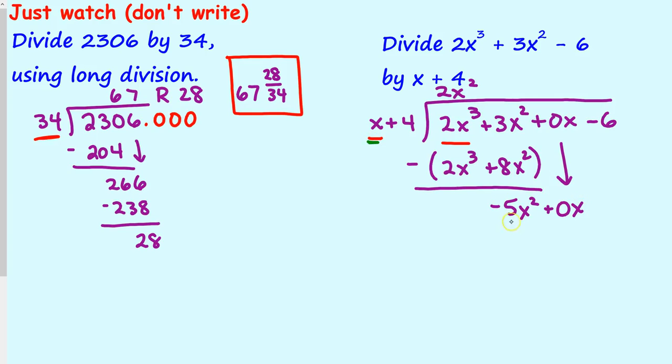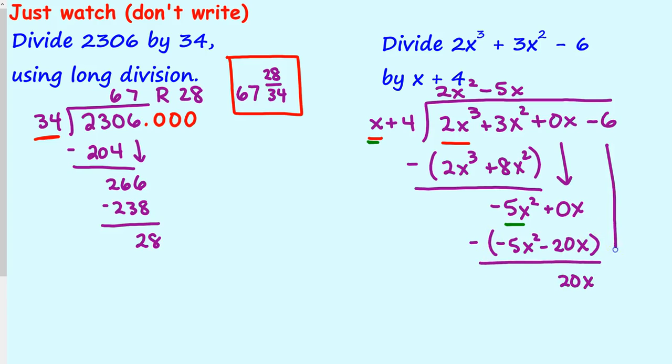So x times what would give me negative 5x squared? That would be x times negative 5x gives me negative 5x squared. And once we write the negative 5x up there, we multiply it by x plus 4. And that gives us negative 5x squared minus 20x. And then we subtract that. And that gives us 20x.